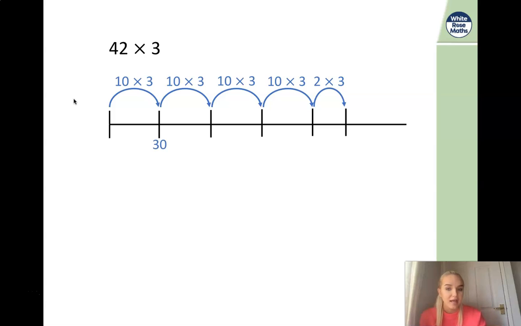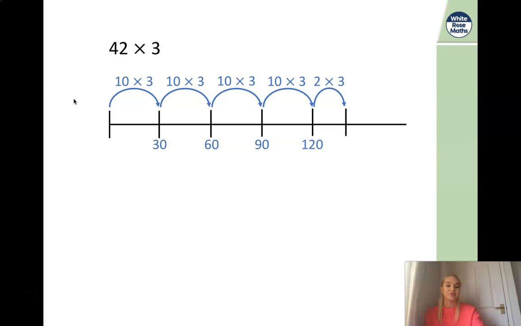So the first 10 multiplied by 3 we worked out is 30. And we now know that we're jumping in 30. So what is 30 add 30? 60. Well done. And we know we're adding another 30, which is 60 add 30 is 90. Well done. And we are adding another 30 here. What is 90 add 30? Well done, 120. And then we're adding another 30.